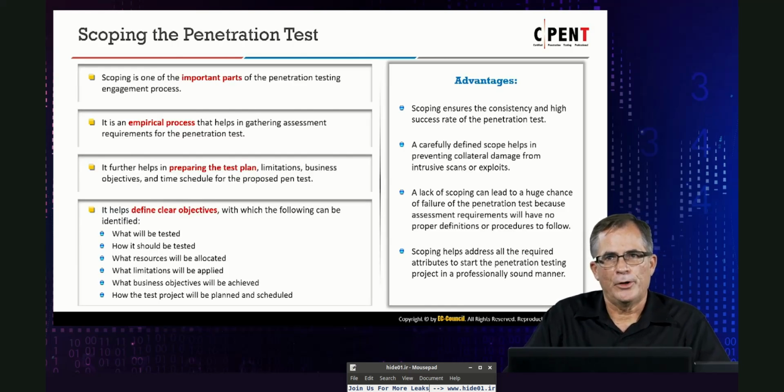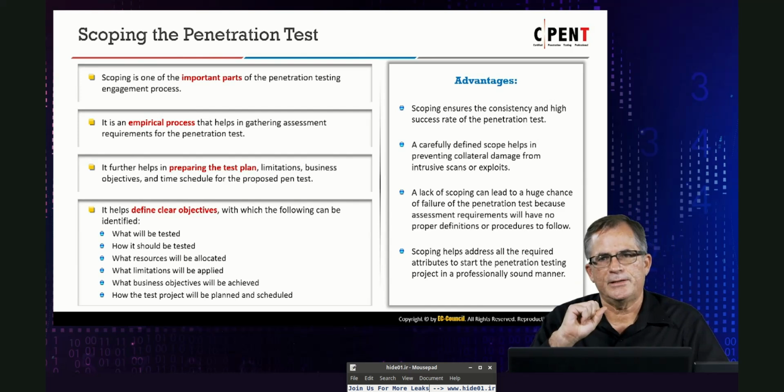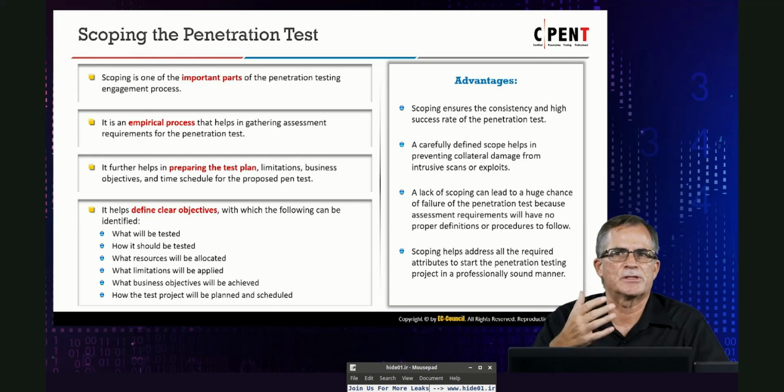So how do you scope it? Well, we have to determine what they want, what will be tested, how it's tested, what resources are allocated to testing, what limitations are going to be applied, what business objectives are going to be achieved, and how the project will be planned and scheduled. That's all part of scoping the penetration test. And it ensures what? Consistency and a high success rate of the test. A carefully defined scope prevents collateral damage. You want to make sure you don't damage something inadvertently.